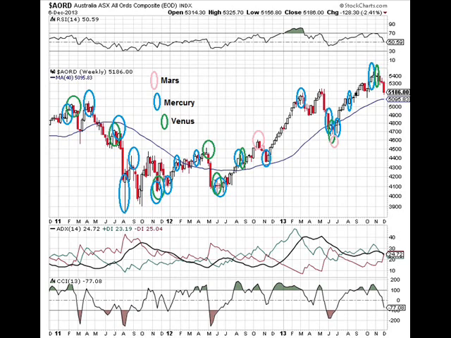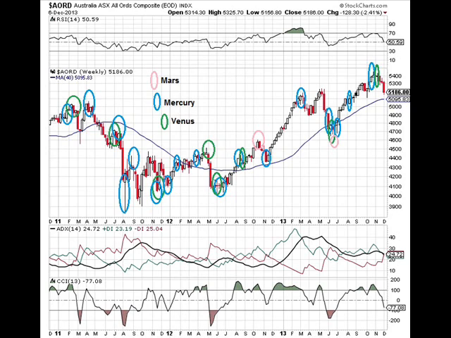A lot of times, for example, a Venus declination event will be preceded or followed very closely by a Mercury event, perhaps. But I want you also to notice that these declination events do align themselves very closely with pivotal swing points on this particular index.